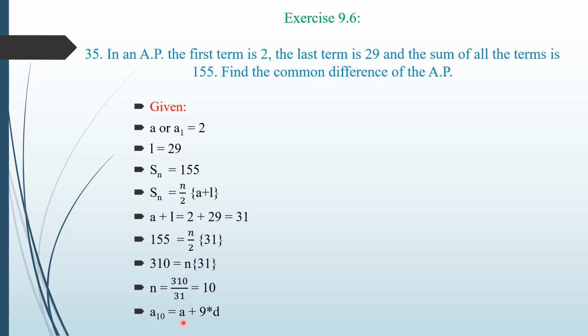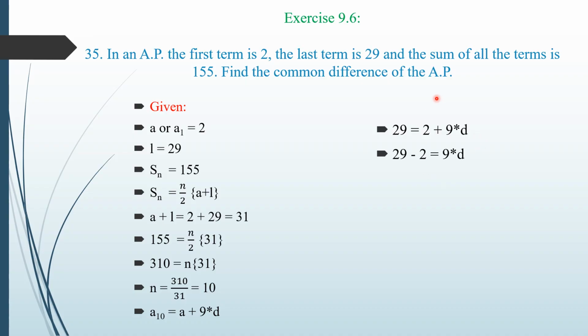Therefore a10 is equal to a plus 9d. This is how we can represent the 10th term. Substituting all the available information, in place of the 10th term, that is L, I'll put 29, which is equal to, in place of a I'll substitute 2, which is given to us in this question, plus 9 I'll keep as it is, and in place of d, this d I need to calculate, therefore I'll keep it as d.